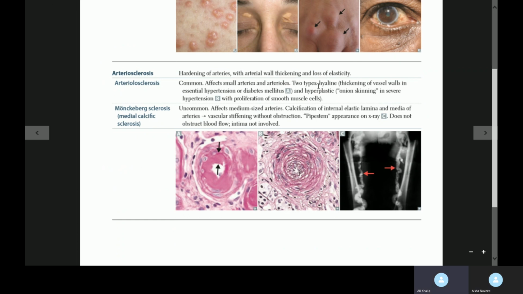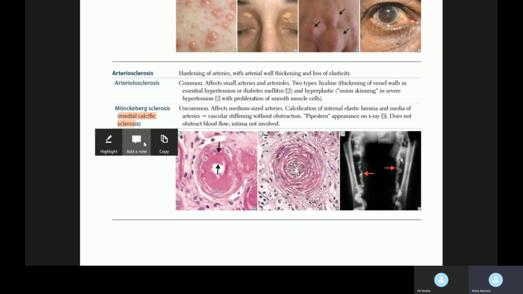Whatever the types are, just remember arteriolo refers to the smallest of the arteries, the arterioles. Then comes your Monckeberg sclerosis, medial calcific sclerosis. Do you know anything about it? No, I don't know much about it.